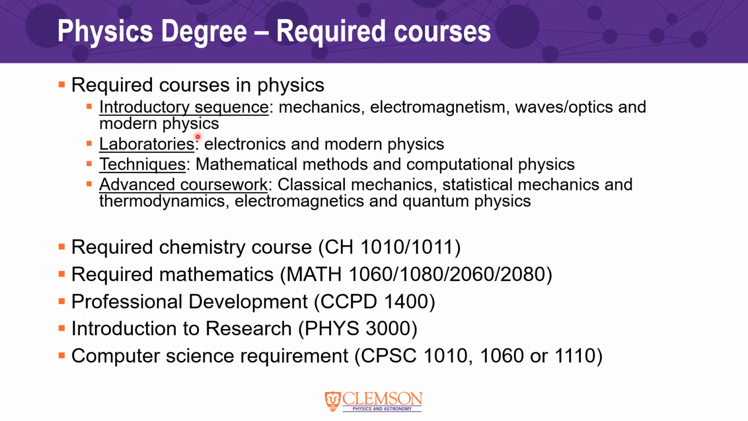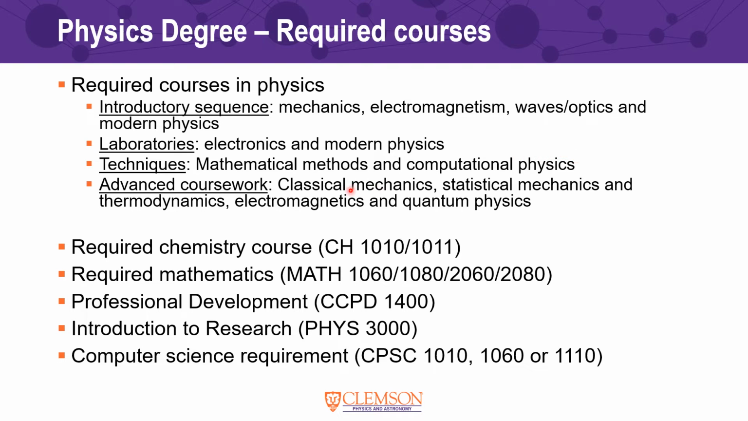In that second year, you also pick up specific full-blown classes in our laboratory classes in electronics. This is a hands-on electronics building course, and modern physics. There are also laboratories associated with each of the first three courses up here: mechanics, electromagnetism, and waves and optics. As you get to the end of the second year, you'll be taking techniques courses that carry over into your junior year, which are one course on mathematical methods, and then a course in computational physics.